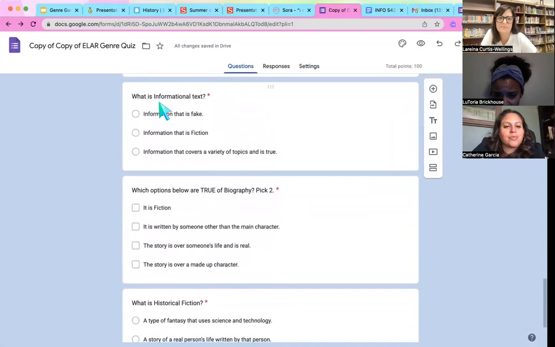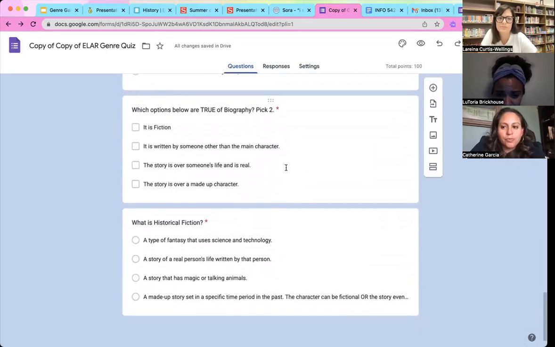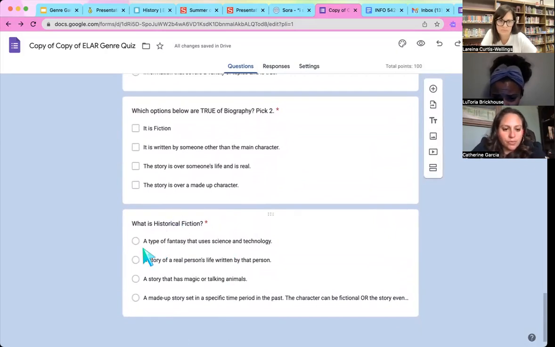What is informational text? Information that covers a variety of topics. It has to be true. Yes, it has to be true. And the last one, historical fiction. What is historical fiction? It's a made-up story set in a specific time period. Okay, good.